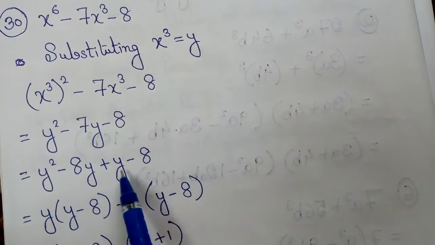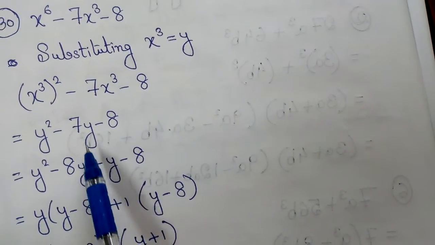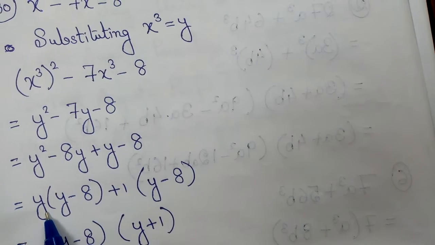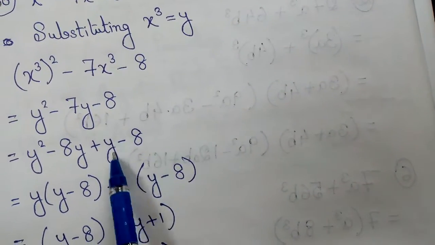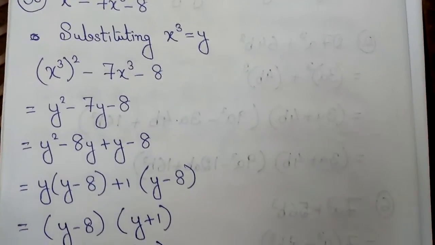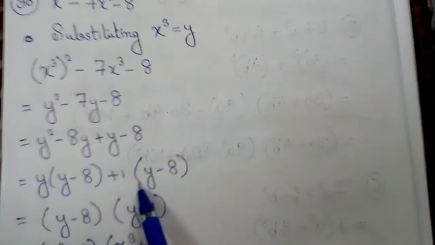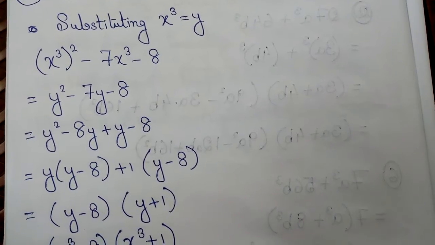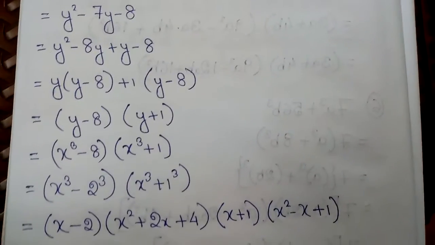Now I am expressing it by middle term factorization. 8 into 1 gives me 8 and minus 8y plus y gives me minus 7y. So I have written y square minus 8y plus y minus 8. I have taken y common, so I have got y minus 8. From these two terms, I have taken 1 common. So I have got y minus 8. Both the sides I have got y minus 8 common. So I have written (y minus 8)(y plus 1).